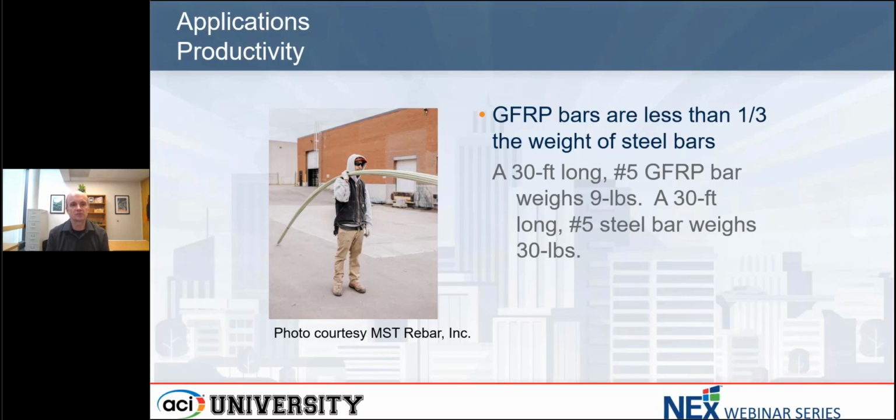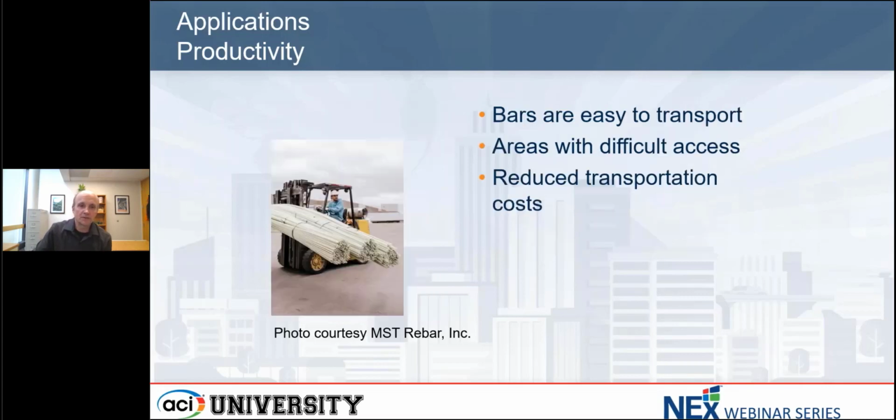So when you multiply that across working with reinforcement like this over the entire course of a day, this really does improve productivity. It reduces worker fatigue. It reduces repetitive stress on workers. So it really is a much easier material to work with than steel reinforcement in a lot of these applications. Then we can also start thinking about transportation cost. Reducing weight does reduce transportation costs, which again is vital and beneficial. In some applications where you have difficult access, you can get bars to places more practically than you can with an equivalent type of steel bar.